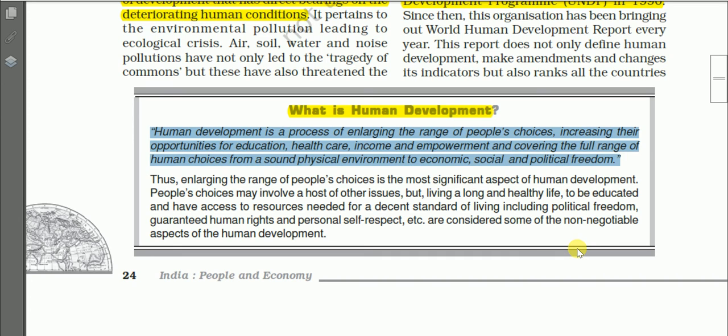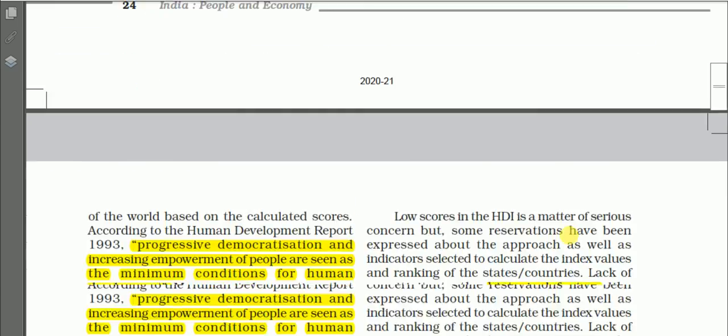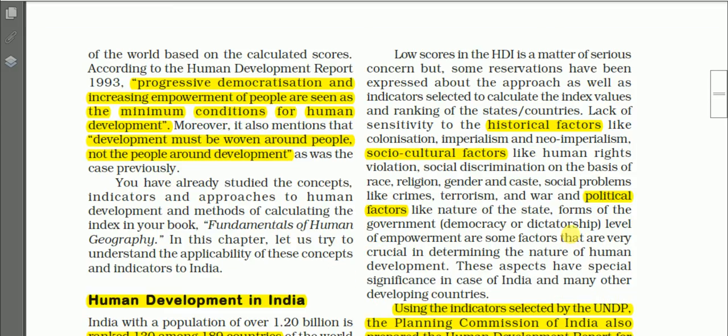Any question regarding the meaning of human development? No, sir. Okay, then about the Human Development Report, we also have discussed earlier.